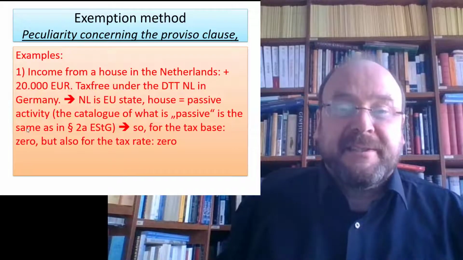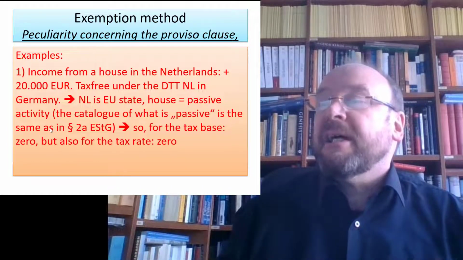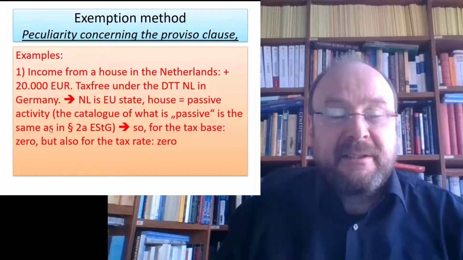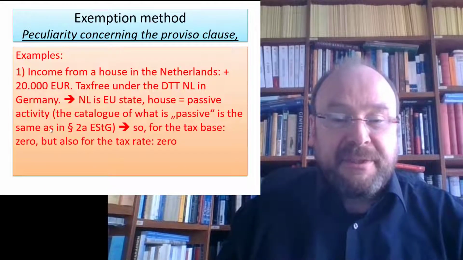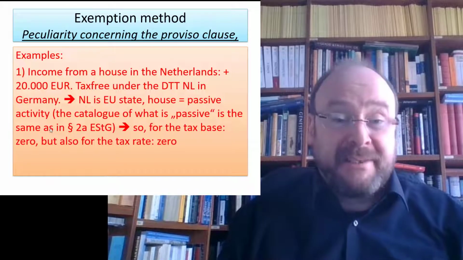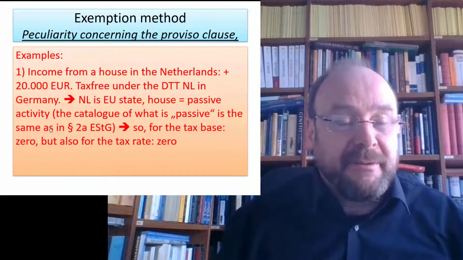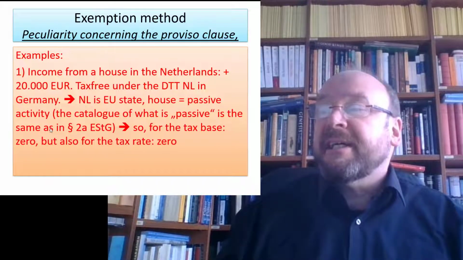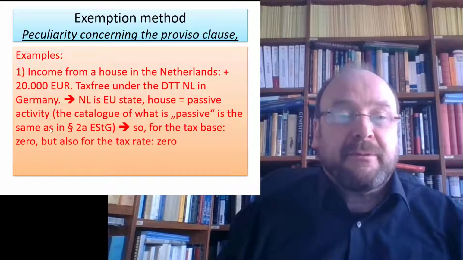Some last examples to illustrate that. Imagine we have a taxpayer who has income from a house in the Netherlands, 20,000 euro, and that income shall be tax-free under the DTT Netherlands. Now the Netherlands is an EU state, and a house is a passive investment. Investing into a house is relatively risk-free. So we cannot be surprised that investing into a house in the Netherlands is one of the cases where the Proviso Clause is suspended.